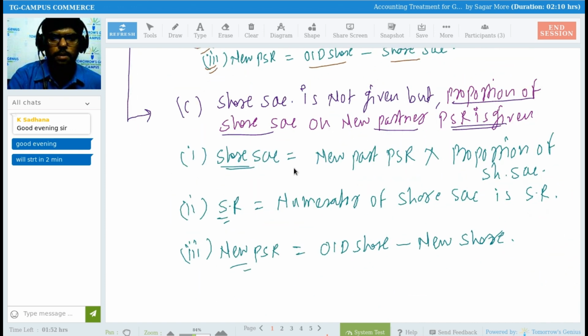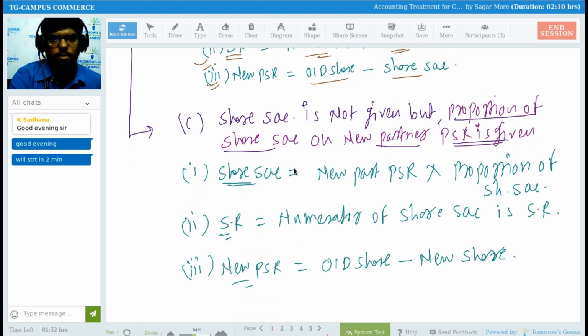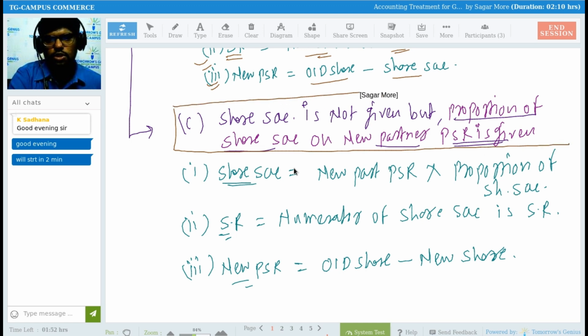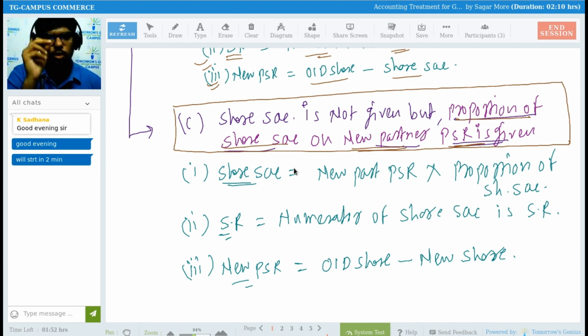Then we covered C part. So what is C part? Share sacrifice is not given directly, but proportion of share sacrifice on new partner PSR is given, right? If new partner's profit sharing ratio is 1/4, how much sacrifice is done by A and B is given in terms of proportion, means in that 1/4 that C partner is getting, how much he gets from A and how much he gets from B is given, right?